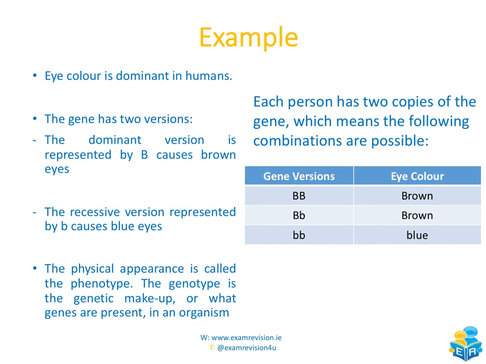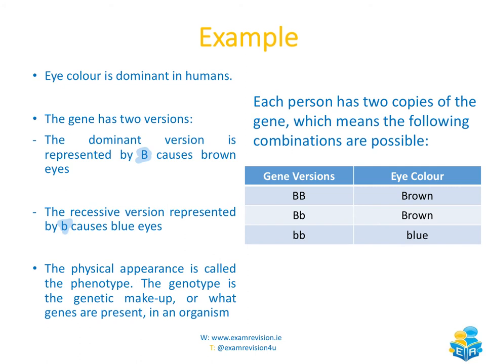So one of the examples we have of dominant recessive traits is the idea of eye color, which we've just seen. So the gene has two versions. The dominant version is represented by a capital B, so we use a capital for a dominant, and the recessive is little b, which causes blue eyes. So for anything recessive, we use a small letter and not a capital letter.